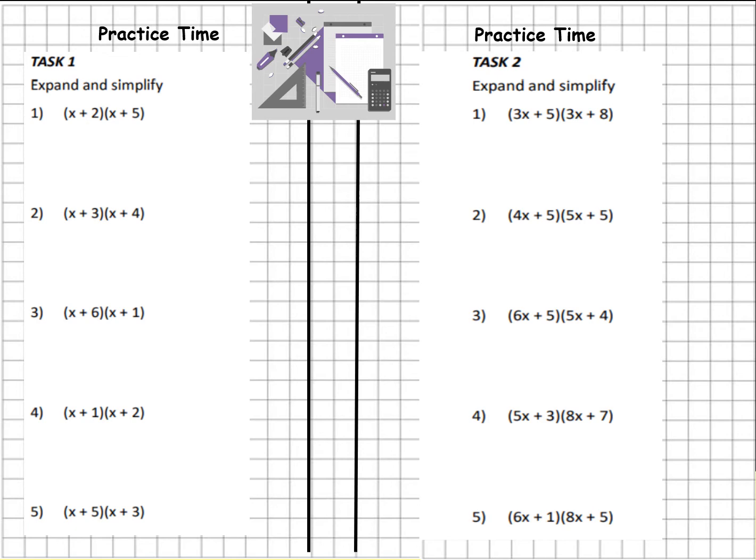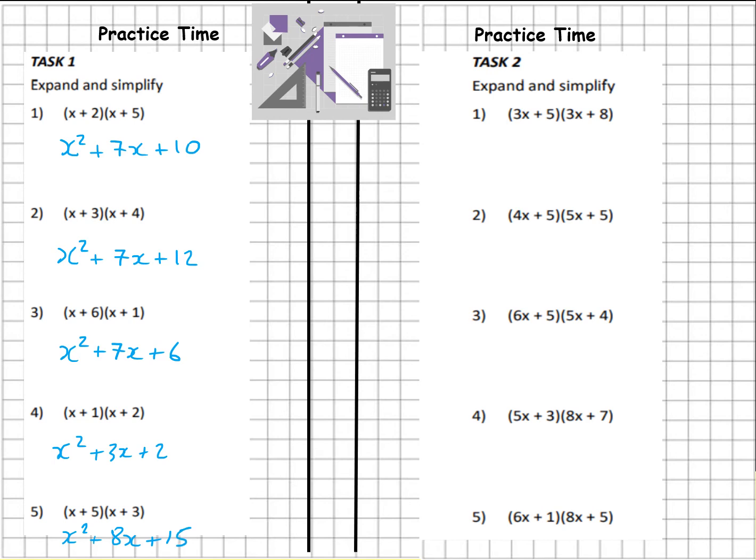So now you've had a chance to have a go at the questions. We'll just go through the answers then. So the answers to the first one are x squared plus 7x plus 10. Next one is x squared plus 7x plus 12. X squared plus, anybody know what that one is? That's going to be 7x plus 6. X squared plus 3x plus 2, and x squared plus 8x plus 15.